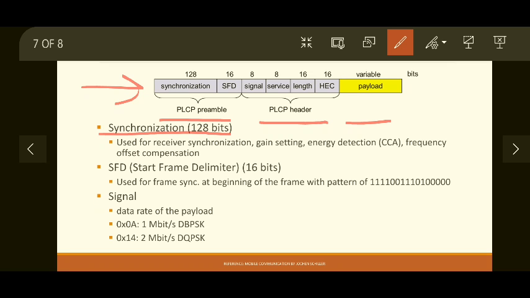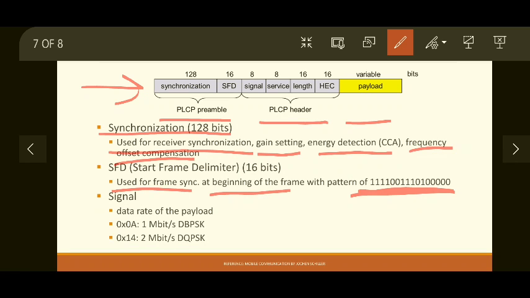As in FHSS, these synchronization bits are used for receiver synchronization, adjusting the gains of antennas of transmitter and receiver, producing carrier sense signals, that is CCA, and providing frequency tuning, that is frequency offset compensation. So same function, only the time allowed is larger, from 80 bits to 128 bits. Then 16 bits of SFD, same as in the packet format for FHSS. Start frame delimiter is used for frame synchronization. The first frame of the receiver should synchronize with the first frame of the transmitter at the beginning of the frame, and the pattern is also fixed. These are the 16 bits used for frame synchronization.